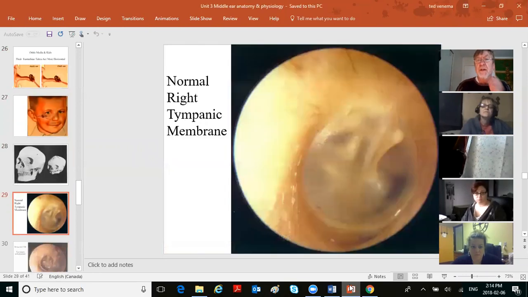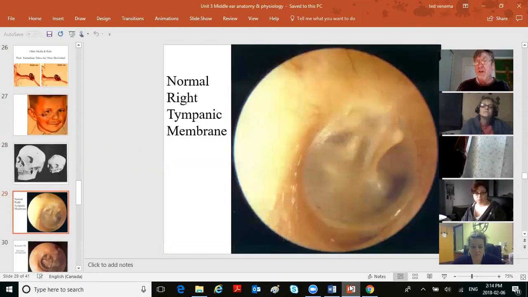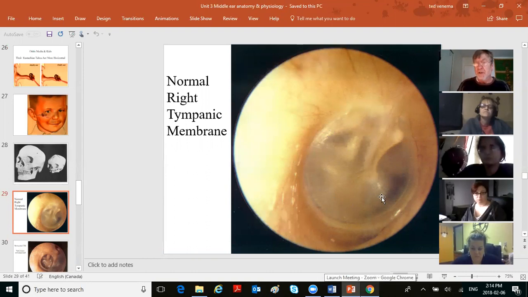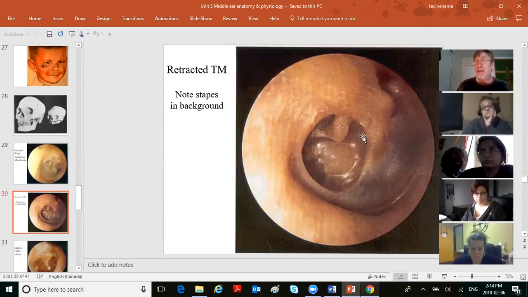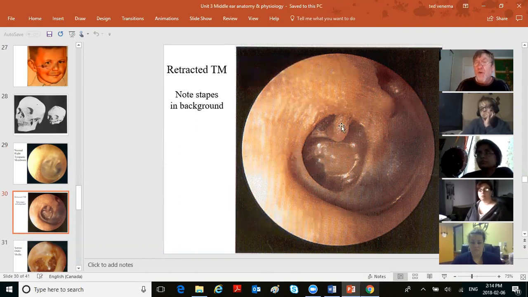So here's a normal middle ear or a normal eardrum. You're looking at the eardrum, down the ear canal, and a normal looking eardrum. And here's a retracted eardrum. Due to early otitis media, you've got that vacuum in the middle ear space, sucking the eardrum back. And you can see the whole eardrum is laying on the promontory, the bone between the oval window and the round window.